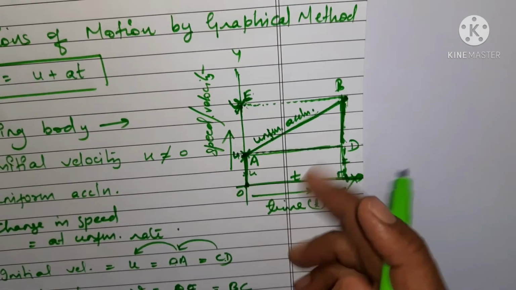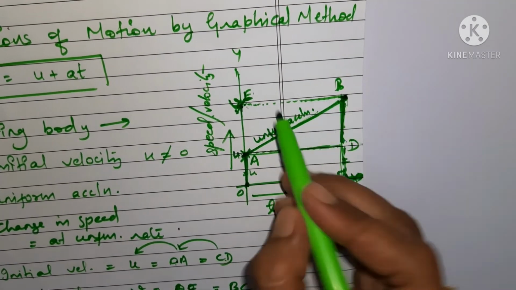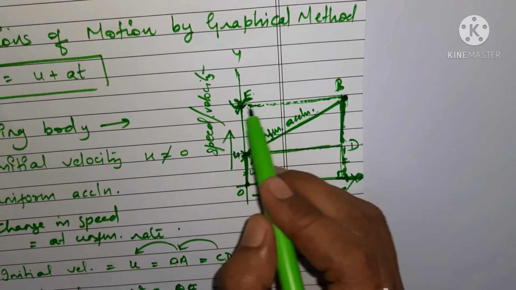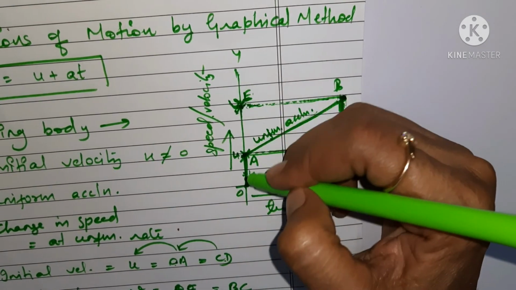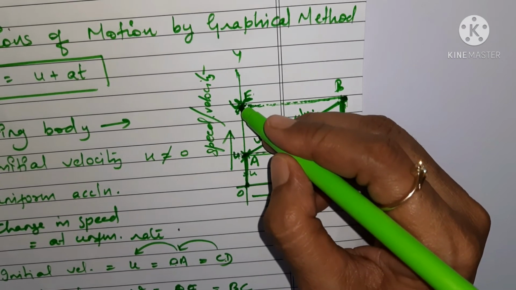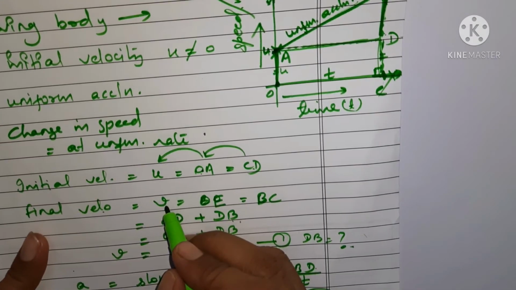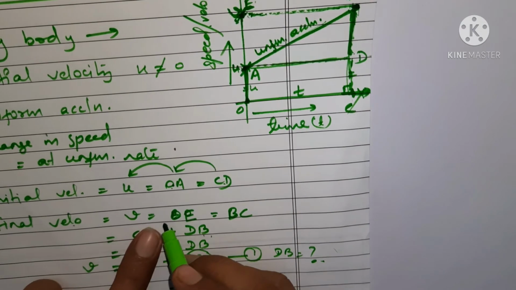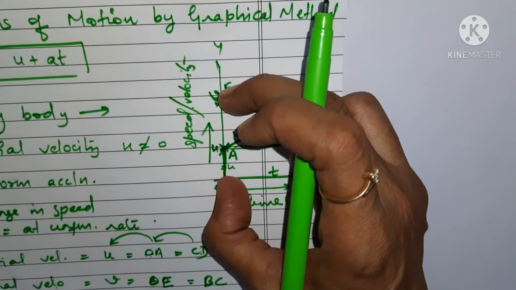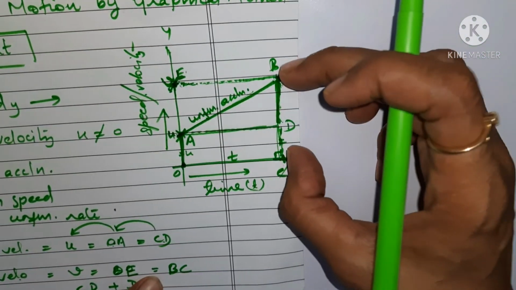V is the final velocity. So at this point, once the body is reaching here, you can see what the velocity is. When you just take this line to here on the speed axis, you can see that this much value is the final velocity, which is always denoted by small v. So this v is going to be equal to OE on this speed axis. Instead of OE we can write BC.